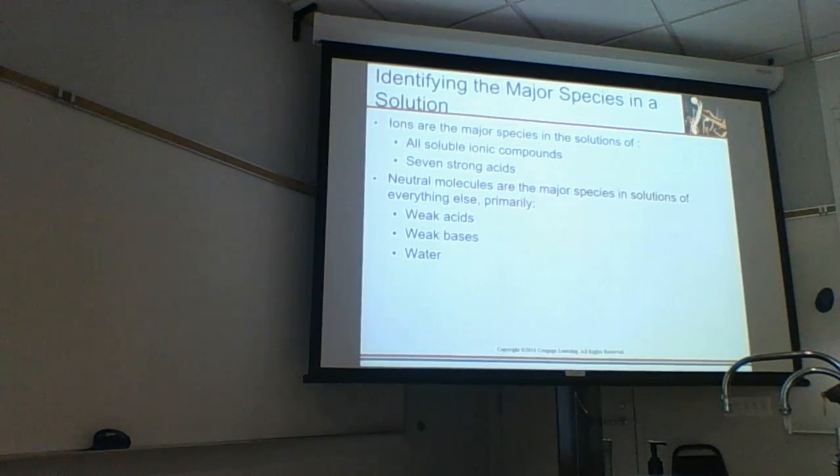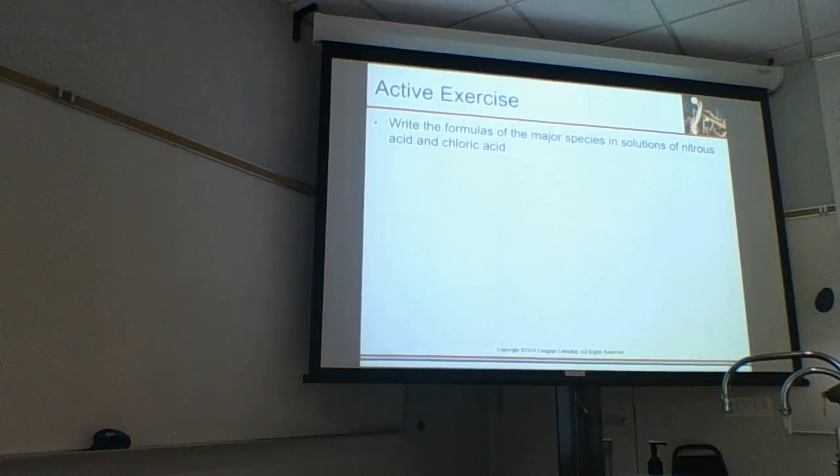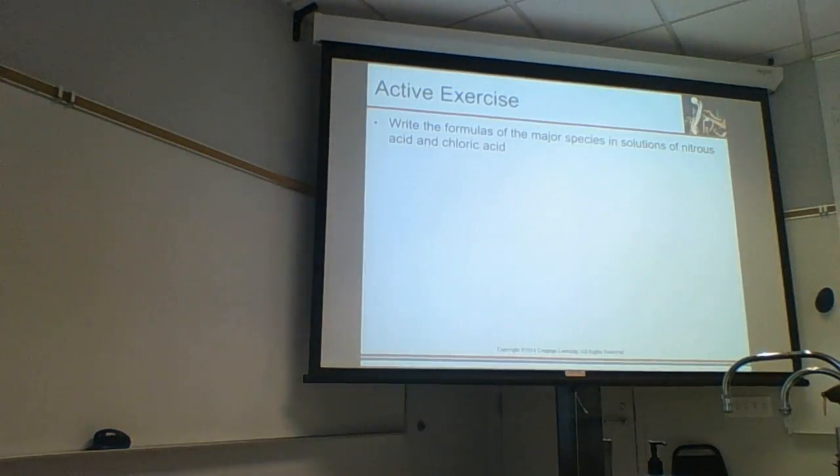Identifying major and minor species in solution. Let's try that. Nitrous acid and chloric acid. Write the formulas of the major species in solution of nitrous acid and chloric acid. So let's start off with nitrous acid. HNO3 is called nitric acid. Nitrous acid is HNO2.